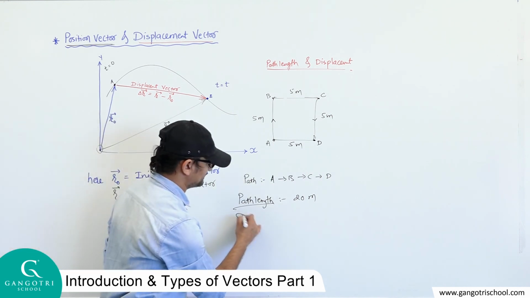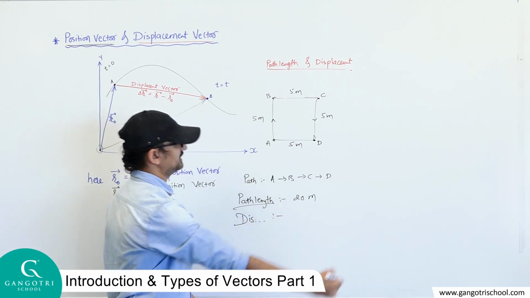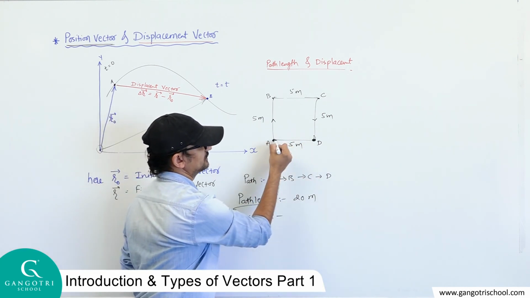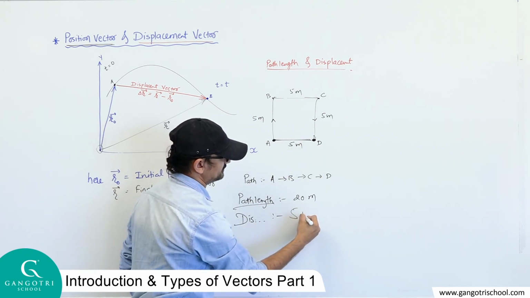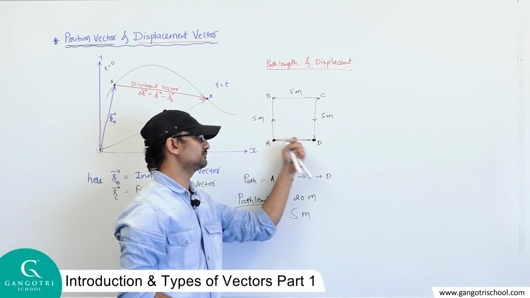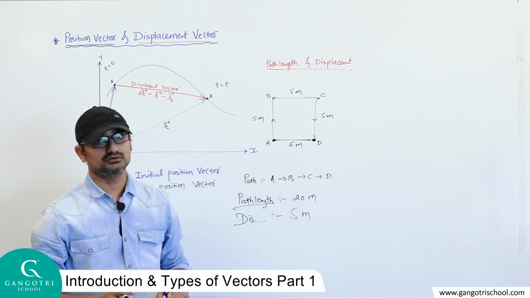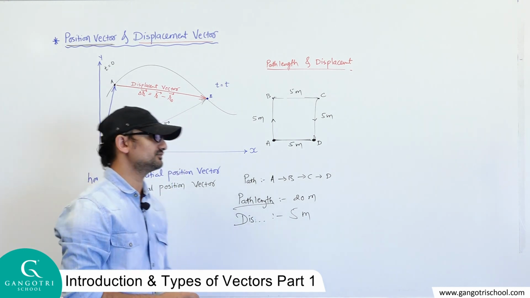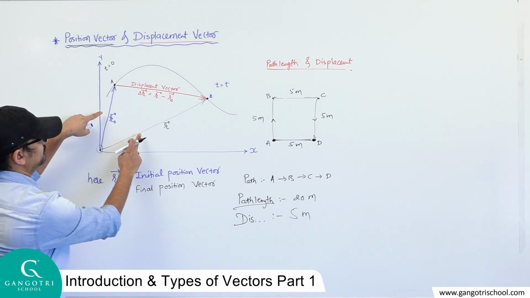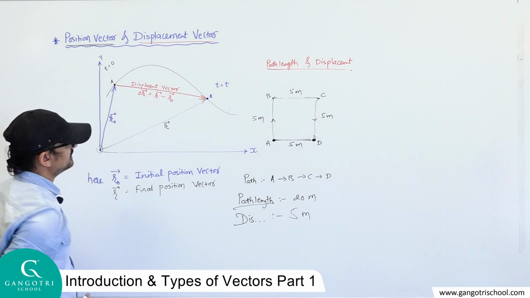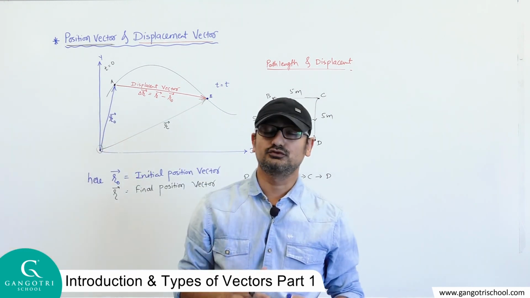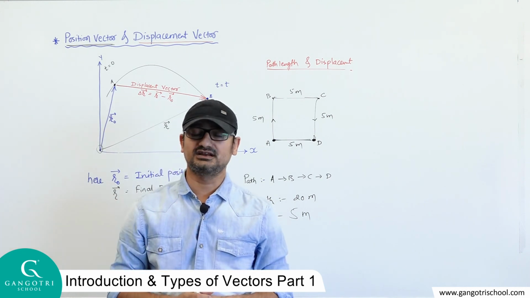Now what will be the displacement in this example? This is the initial position and this is the final position. This is known as the displacement. Displacement is only 5 meter. The shortest distance between initial and final position is known as displacement. So that is the difference between path length and displacement. Again, in this diagram you can see 3 vectors. 2 are position vectors and the red color one is the displacement vector. So in a simple way, this diagram represents the meaning of position vector as well as displacement vector.